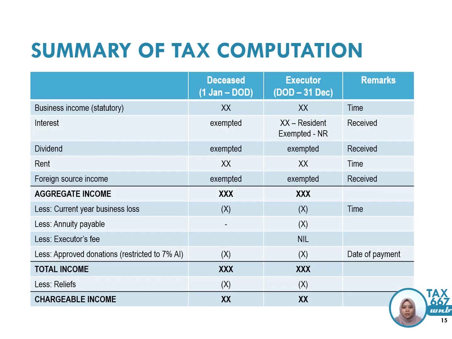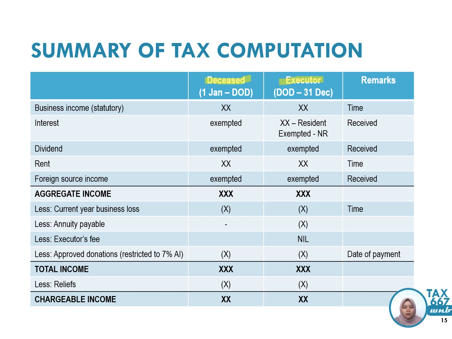So ini summary of tax computation. Kita akan ada dua kolom. Satu kolom deceased and another column is for executors. Dan untuk deceased kita akan letak date dia 1st January sampai DOD, date of death. Dan untuk executors from the date of death until 31st of December of that year of assessment. So kita akan allocate satu-satu.